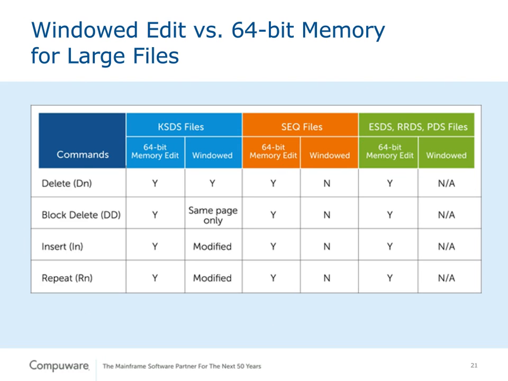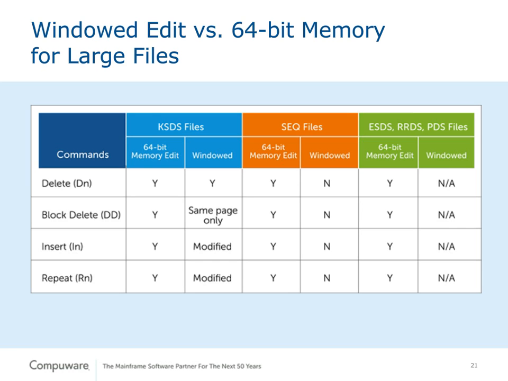Notice in this chart that I have 3 columns of file types across the top: the KSDS, sequential, and then some other file types. And down the sides, I have some commonly used edit commands. For KSDS large files, the removal of windowed editing and the use of 64-bit memory removes restrictions and makes it look a lot more like standard editing of a smaller file does.